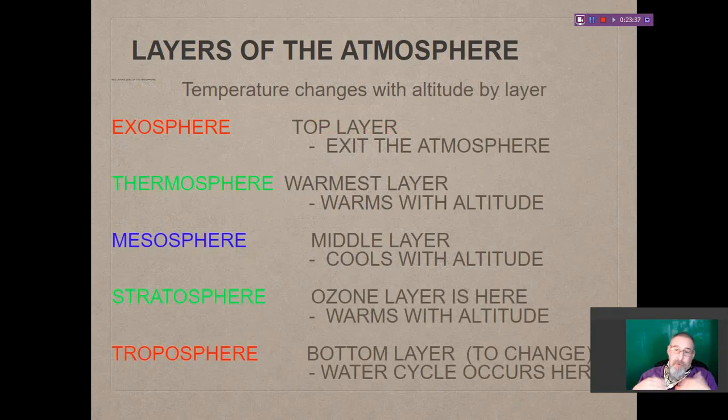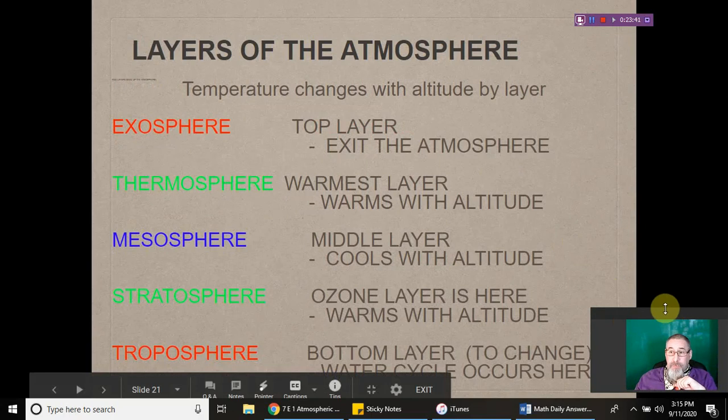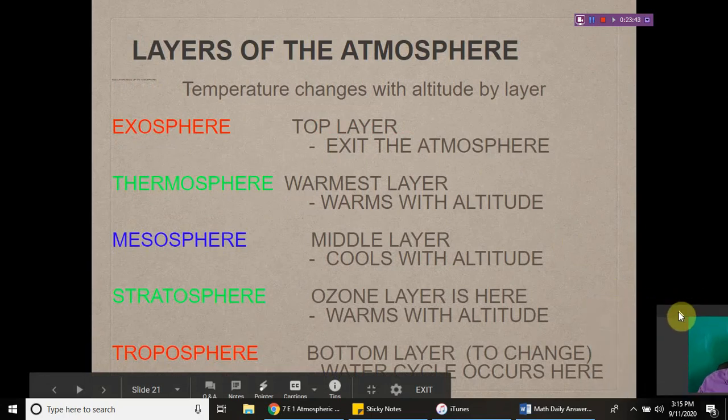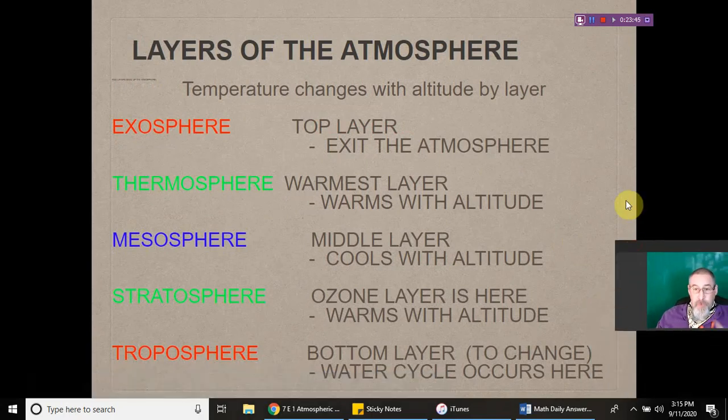So we're going to review the bottom layer, which is called the troposphere, which means to change. The water cycle occurs in the troposphere. We're in the troposphere. Going up, we hit the stratosphere.